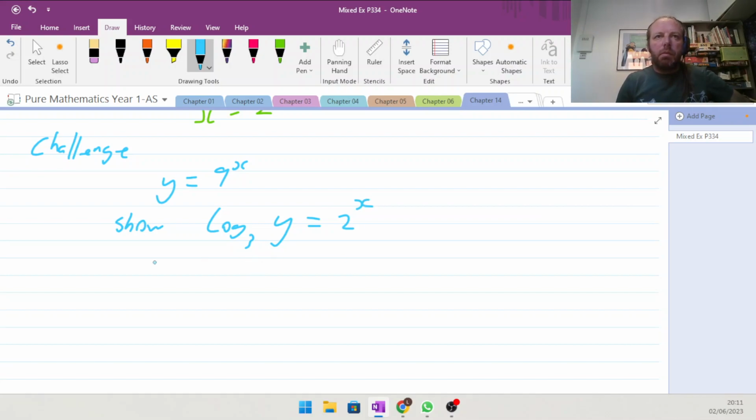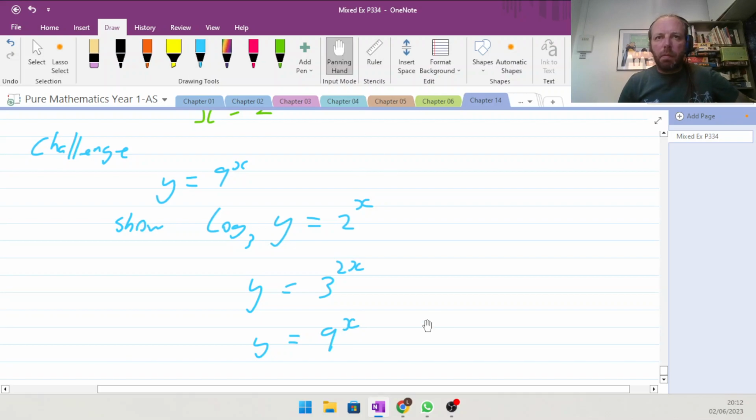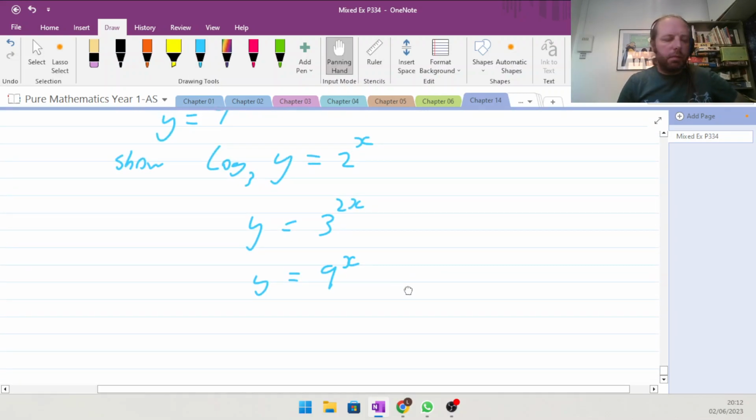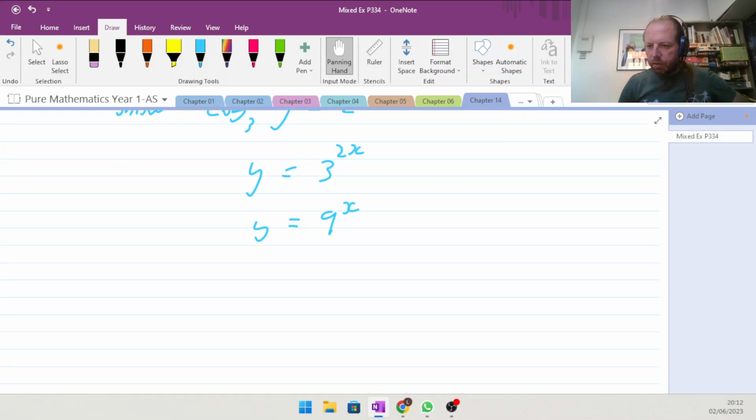So, if we take that to log base 3, we know that it means we've got y is equal to 3 to the power of 2x, and we can take the 3 and the 2 on there, and we can say y is equal to 9x. Okay, I think that's sufficient.